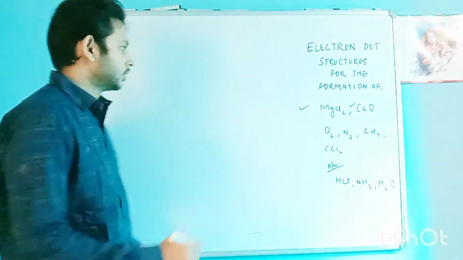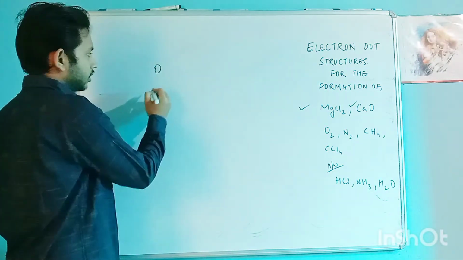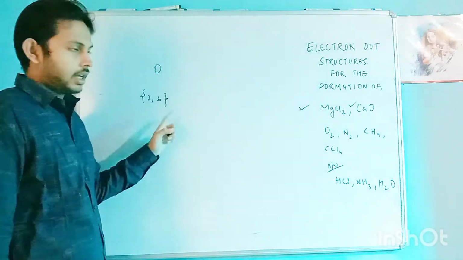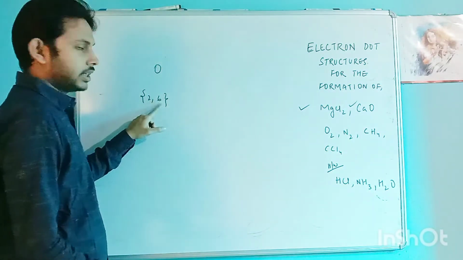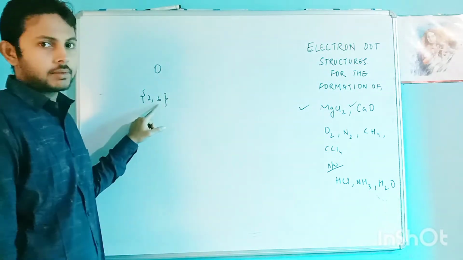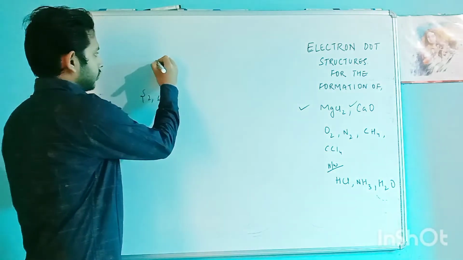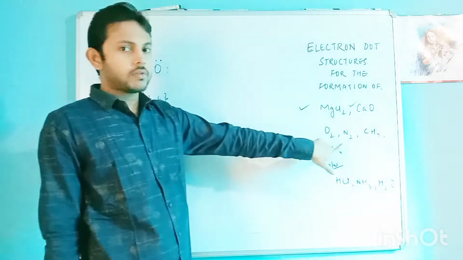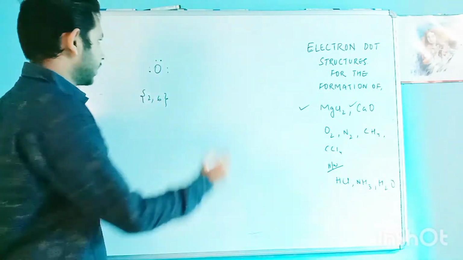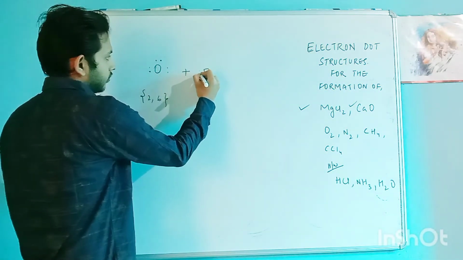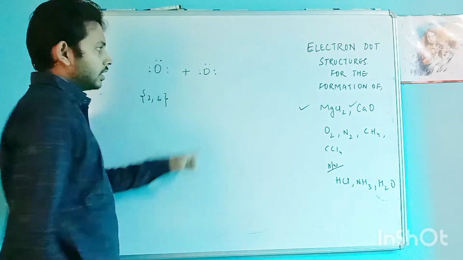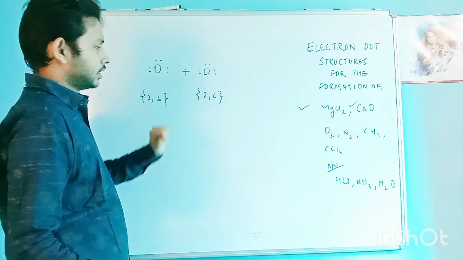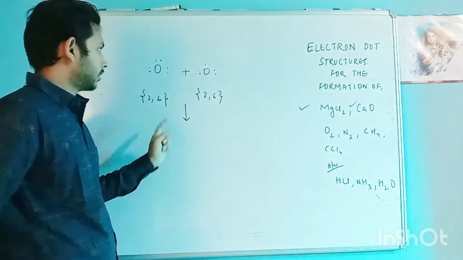Now O2, oxygen, its atomic number is 8. So 2, 6 is the electronic configuration. So it has 6 electrons in the valence shell. So to become stable it needs 2. Since this is a covalent bond, it will be formed by sharing of electrons. This oxygen shares 2 electrons with this oxygen, and this with this oxygen, with one another.